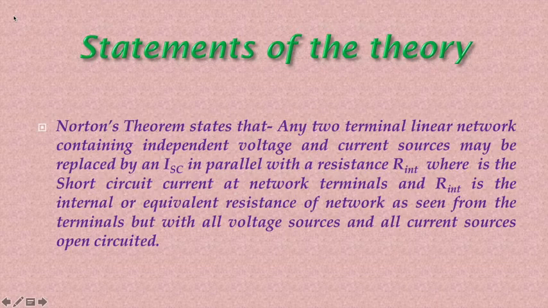Statement of Norton's theorem. Norton's theorem states that any two-terminal linear network containing independent voltage and current sources may be replaced by an ISC in parallel with a resistance R int, where ISC is the short circuit current at the network terminals and R int is the internal or equivalent resistance of the network as seen from the terminals, but with all voltage sources short circuited and all current sources open circuited.